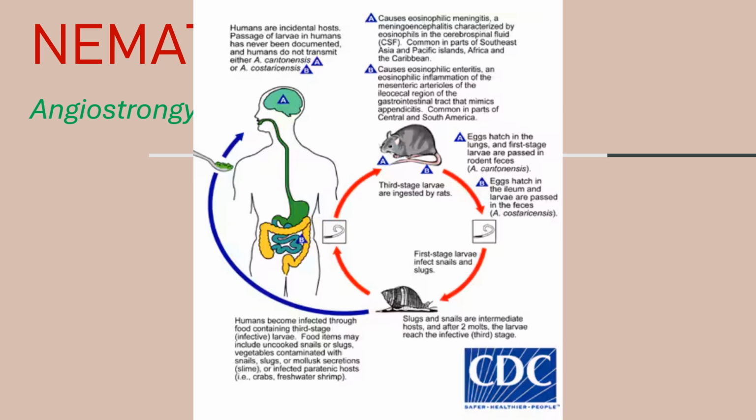In this case, you have your kuhol and your suso, or Pila luzonica and Brotia asperata respectively, as the scientific names. Again, the mollusk or snail is the intermediate host. Once man ingests the infected kuhol or suso, the larva is liberated, and will travel and migrate to the brain.